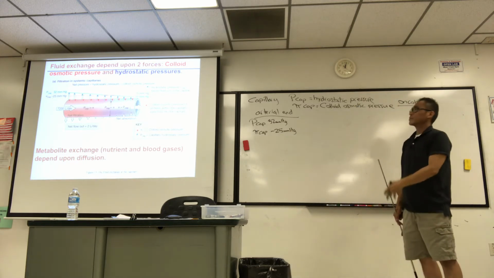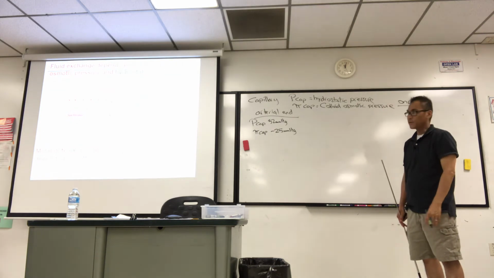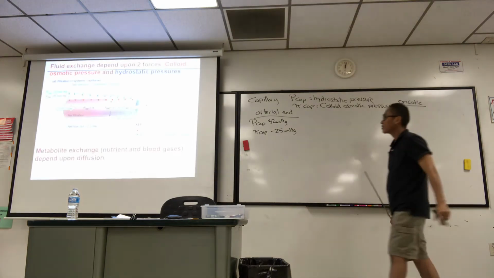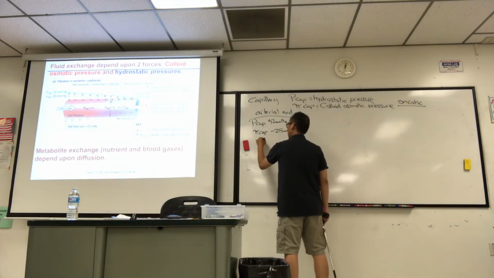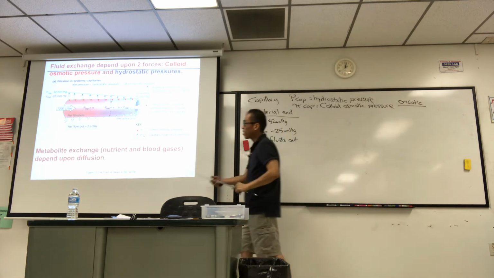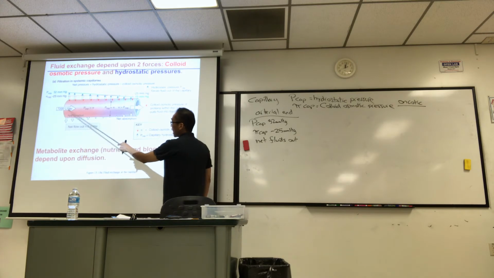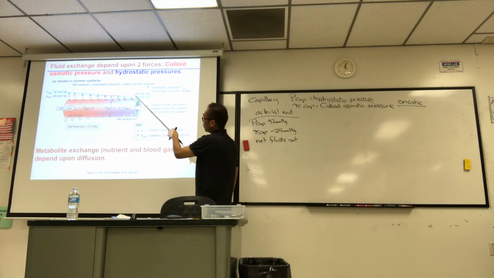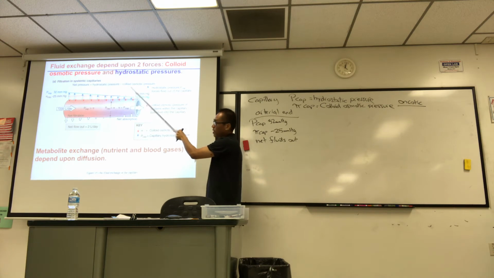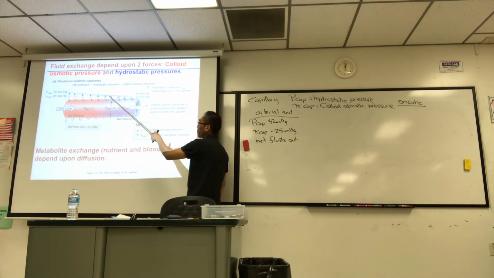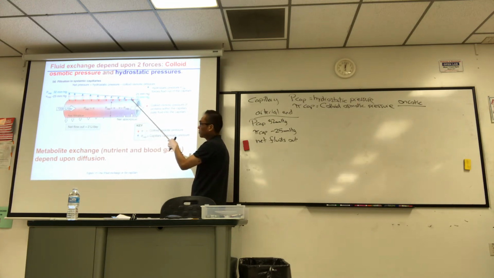So what's the difference? 7. Which force is greater? The hydrostatic pressure. You have net flow out. Net fluids out. That's what they illustrate. The arrows are going out, so the down arrows are the red arrows. Notice the blood colloid osmotic pressure stays pretty consistent, negative 25 to negative 25 from end to end. It's the hydrostatic pressure that's dropping because you're losing fluid as you travel along the length of the capillary. Okay?